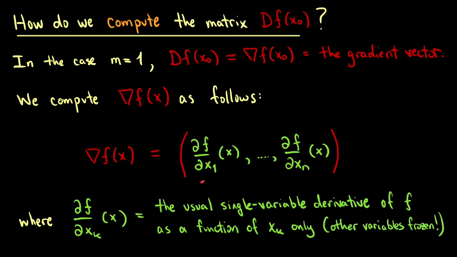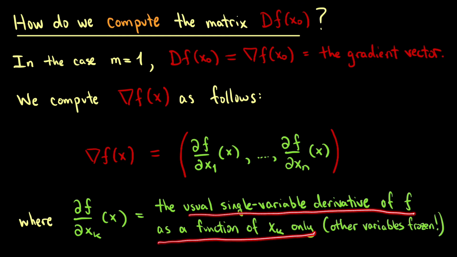But if you can compute a partial derivative, then the gradient is just the list of partial derivatives with respect to each of the coordinate directions. Okay, here I'm thinking of x as being in the coordinates x1 through xn. So these are the coordinates. And partial f with respect to xk is the partial derivative in the xk direction. And what is it? Well, it's just the usual single variable derivative of f as a function of xk only.